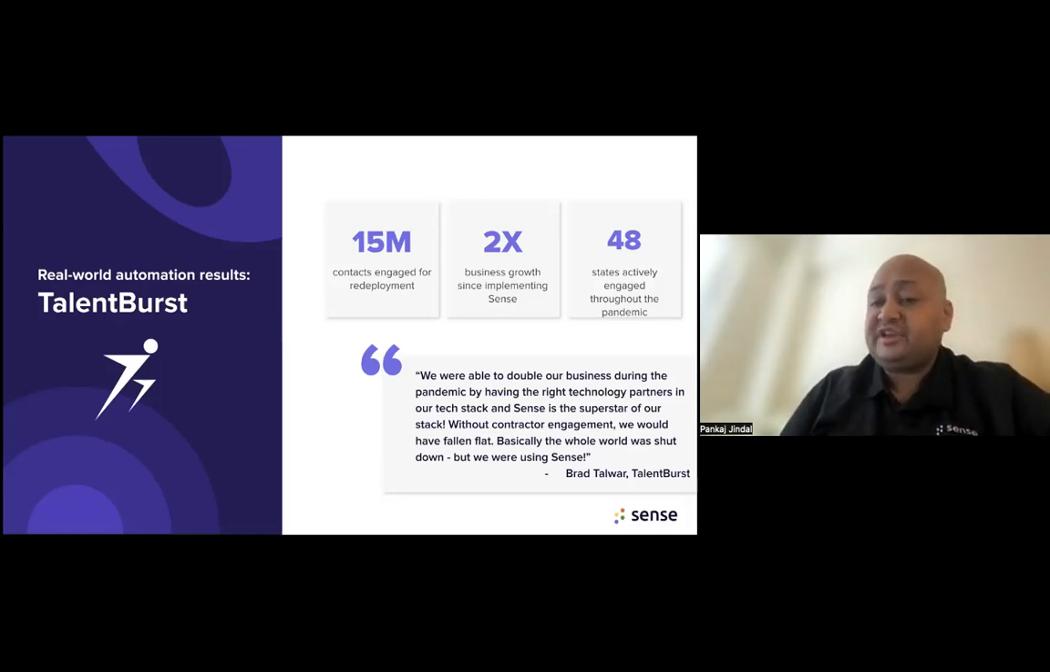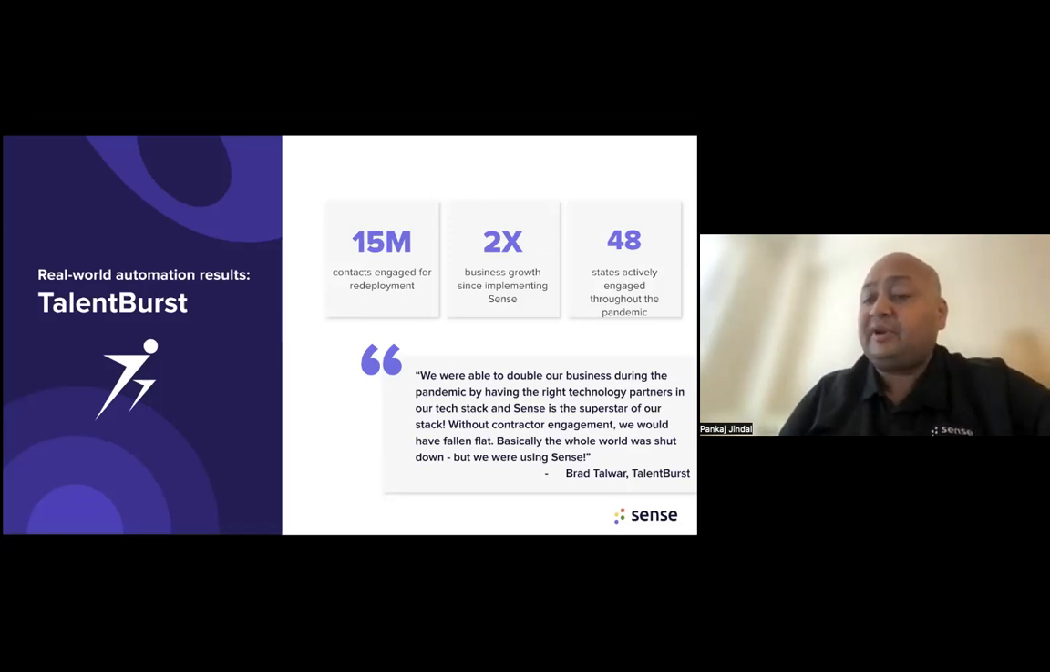Another unique use case with them was that they actively stayed engaged with all of their candidates in 48 different states through the pandemic, just letting them know who's allowed to go to work and who's not, who needs to be subject to a COVID screening versus not. Things were changing every single day, and they were using this communication to reach out to their candidates. You can read these results right here.